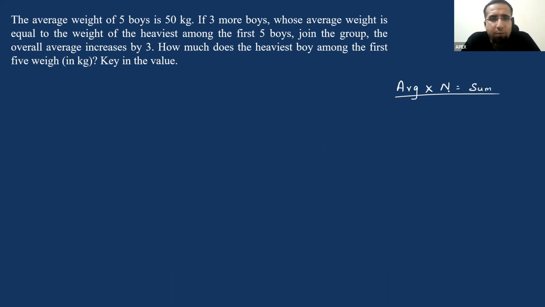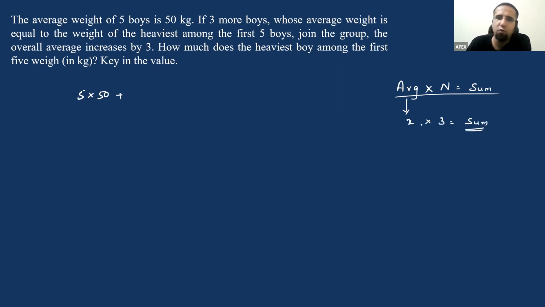Let's see. I'm given the average of 5 boys is equal to 50. So I can say that the sum total of 5 boys is equal to 5 into 50. If 3 more boys whose average weight is equal to the weight of the heaviest among the first 5 boys. Now I do not know the heaviest guy. Let me assume the heaviest guy is X. So if the weight of the heaviest guy is X, the average of those 3 boys is equal to X.